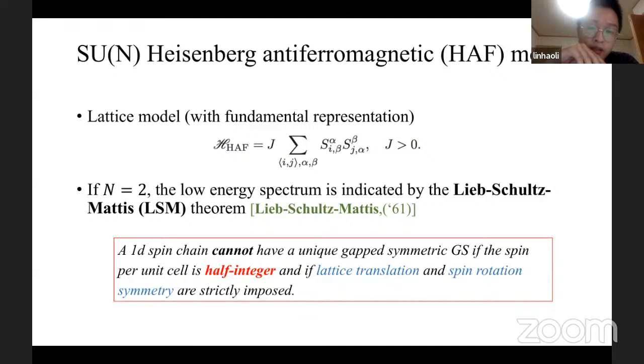If N is 2, this Hamiltonian is just the spin-1/2 Heisenberg chain, and the low energy spectrum is indicated by the famous Lieb-Schultz-Mattis theorem. That is, a 1D spin chain cannot have a unique gapped ground state if the spin is half integer, with lattice translation and spin rotation symmetry. Therefore, in the IR limit, there should be a Z2 anomaly between lattice translation and spin rotation. Now let's figure out how to use our boundary state method to illustrate this point.